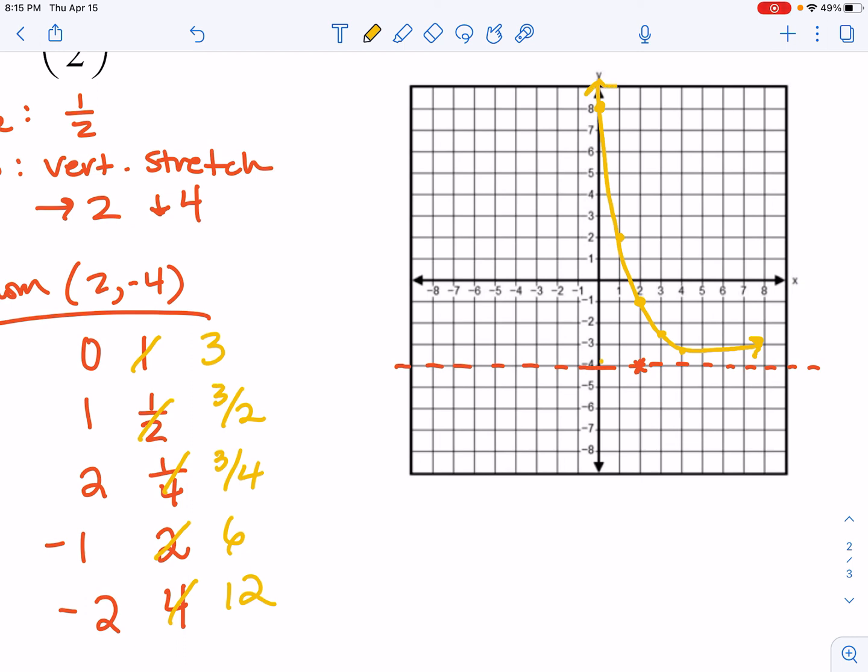So remember we said this was going to be a decay, and we only stretched vertically and shifted left, right, up, and down, so it didn't affect the shape of the graph. It's still showing that decay. It's not showing a growth.